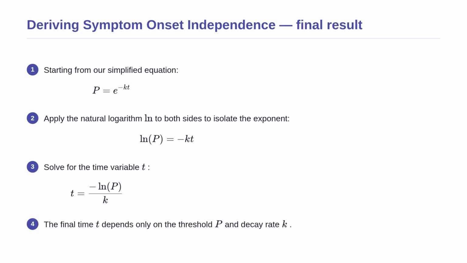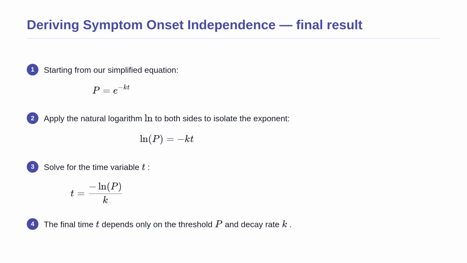Continuing our derivation, we will now solve for the exact time variable. We start with our simplified equation, where the initial neurons have been canceled out. To extract the time variable t from the exponent, we apply the natural logarithm to both sides. The natural log is the inverse function of the exponential base e, so it effectively cancels it out on the right side, leaving us with the natural log of p equals negative k times t. Finally, we divide by negative k to isolate t. Our final result shows that time t equals the negative natural log of p divided by k.